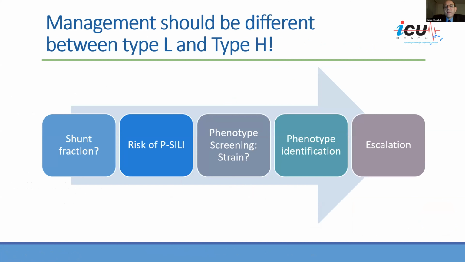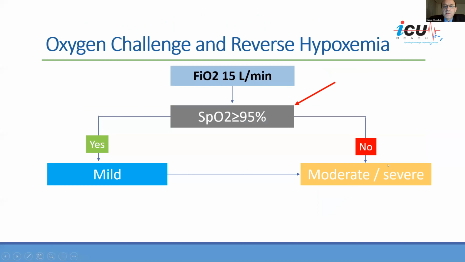In the way we manage those patients, we need to go through steps, starting with shunt fraction estimation, determination of risk of self-inflicted lung injury, then phenotype screening, phenotype identification, and then escalation if there is no response. So we estimate the shunt fraction basically based on the response to the oxygen.